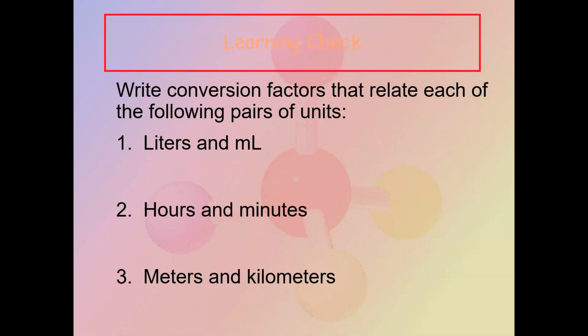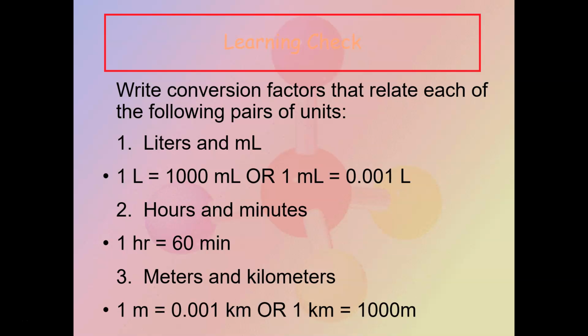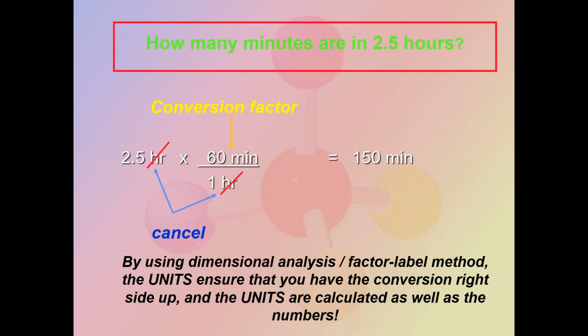So we can write conversion factors that relate to some of these pairs. So liters to milliliters. Well, 1 liter might equal 1,000 milliliters, or 1 milliliter could equal 0.001 liters. 1 hour is equal to 60 minutes, and 1 meter could be 0.001 kilometers, or we could say 1 kilometer equals 1,000 meters. All of these are accurate conversion factors. So let's look at how we can use them.